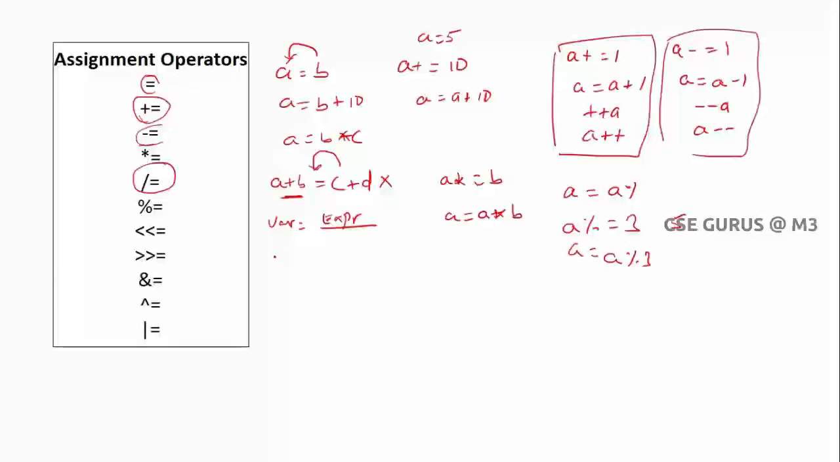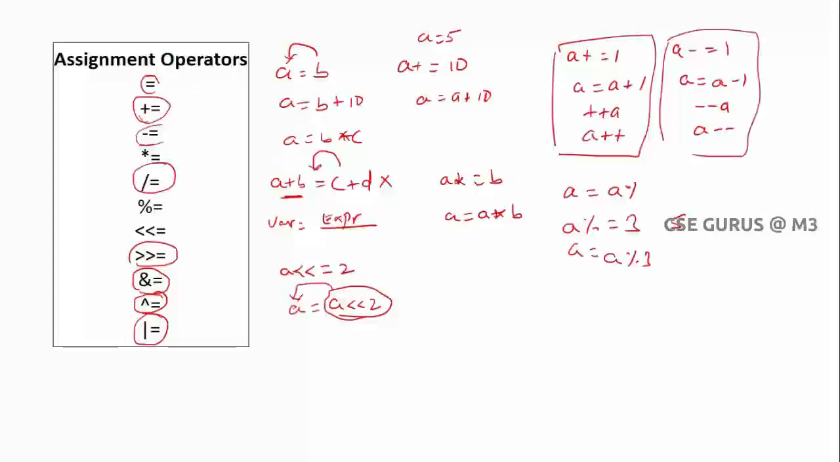And left shift also, you can write a left shift equals to 2, means what? a equals to a left shift 2. After doing the left shift, it will be assigned to the same variable. That means when you do an operation on one variable after the expression and store it in the same variable, then you can use these assignment operators. Similarly right shift, bitwise AND, XOR, and bitwise OR also. Like this we can take, and these are all valid statements you can write in programming.